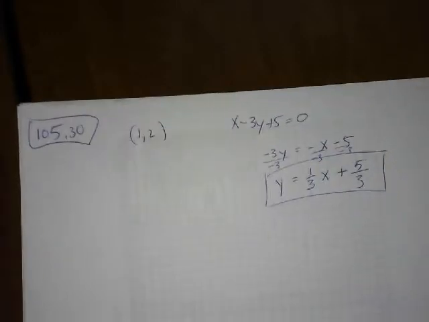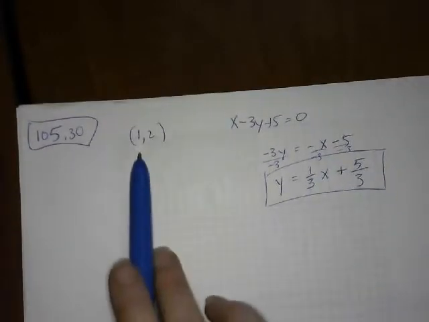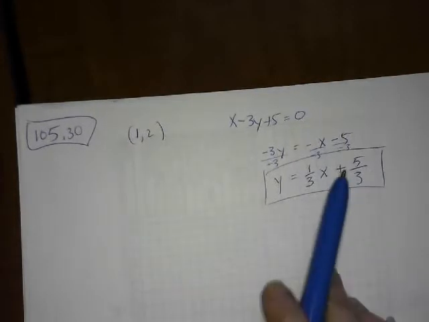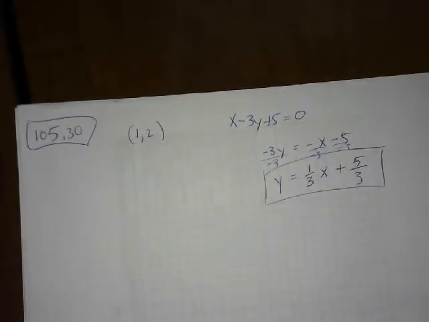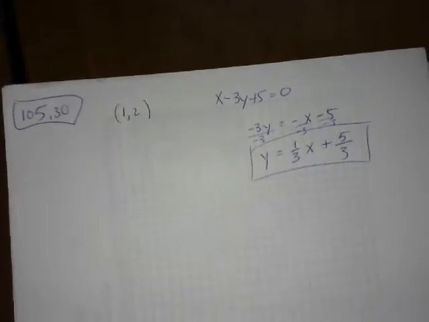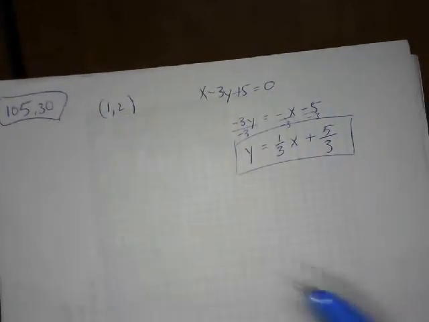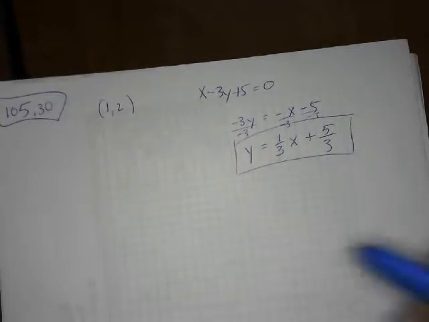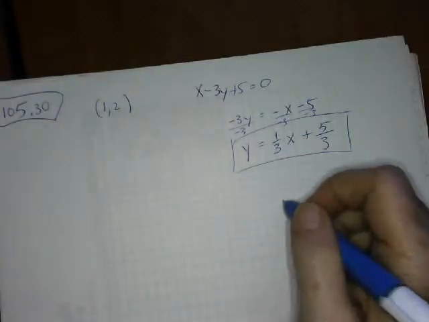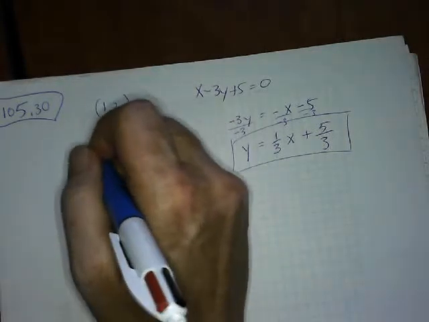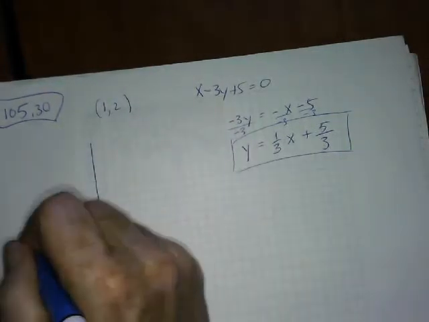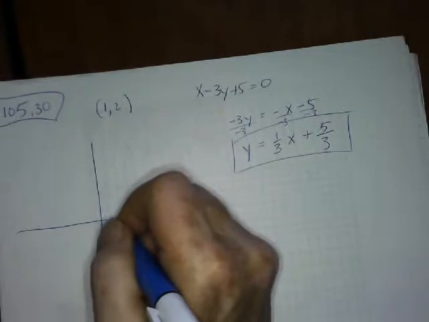Lesson 105, number 30. It wants the distance between this point and this line. So I need the distance formula, but the problem is I need two ordered pairs to put in my distance formula, and I only have one. So again, I can't help myself. I'll draw it right here. I feel like I have to draw a picture of this.